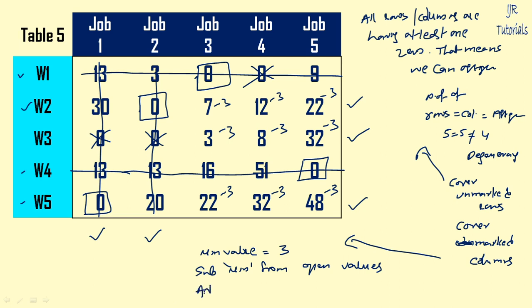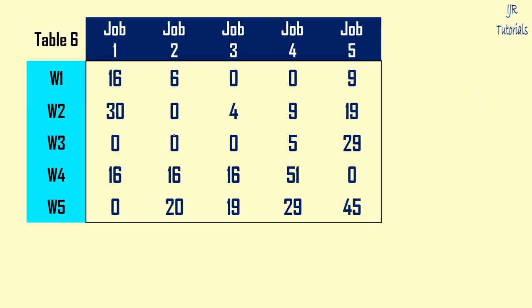After completion of this, we have to add this minimum at the intersection points. So what are the intersection points here? Yes, 13 plus 3, here also plus 3, and plus 3. After completion of this process, adding and subtracting, we get this new table like this. Yes, this is the new table.